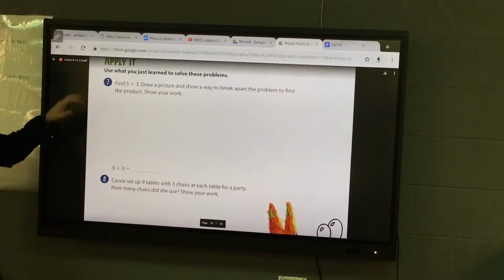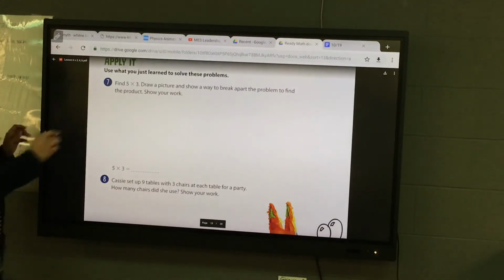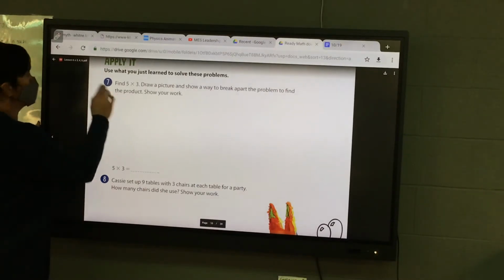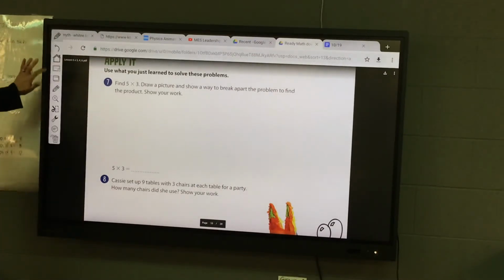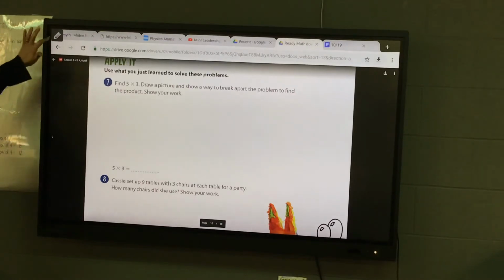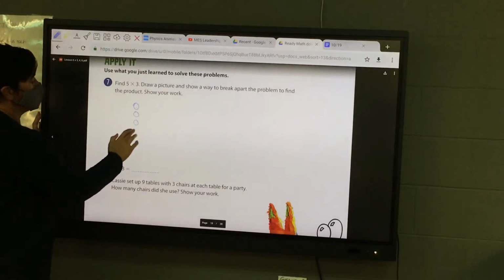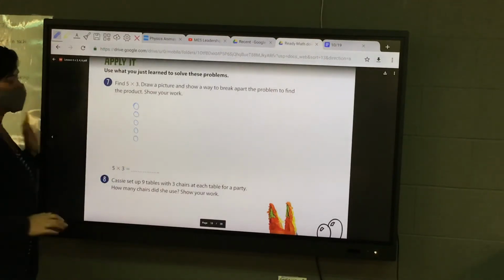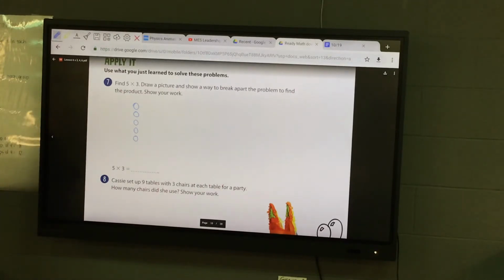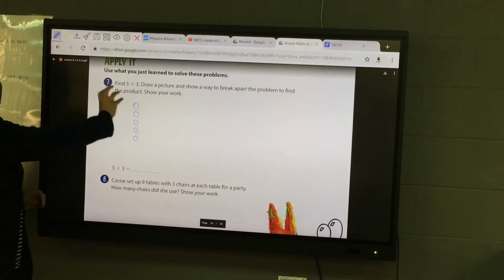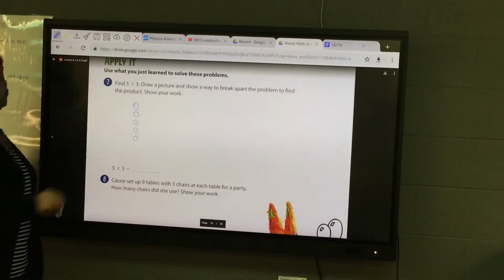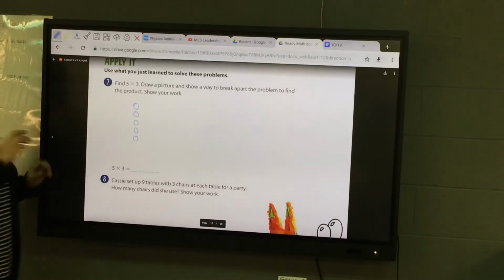So, how many rows will we have? 5. Okay, so let's go 1, 2, 3, 4, 5. I have to have a writing utensil turned on to be able to actually write. You can do squares if you'd rather, that's fine. How many are going to be in each row then? 3. 3 in each row.